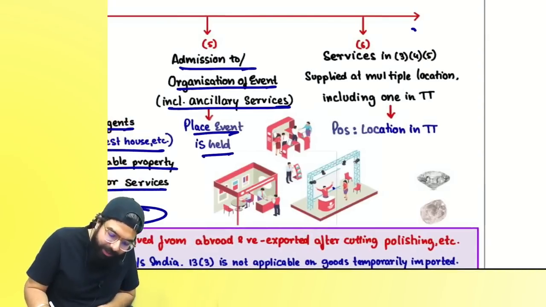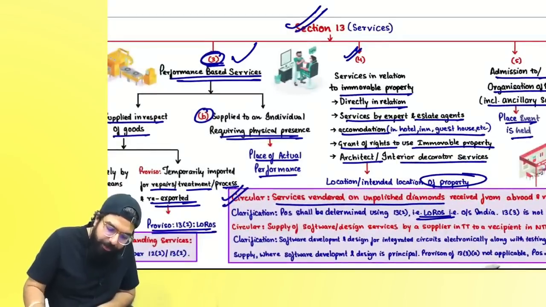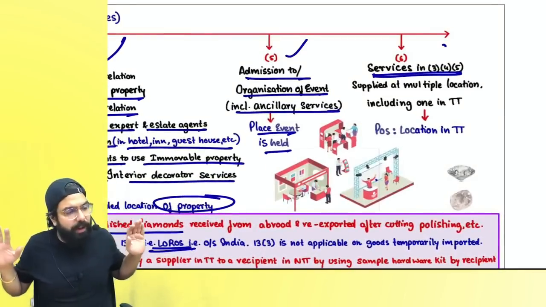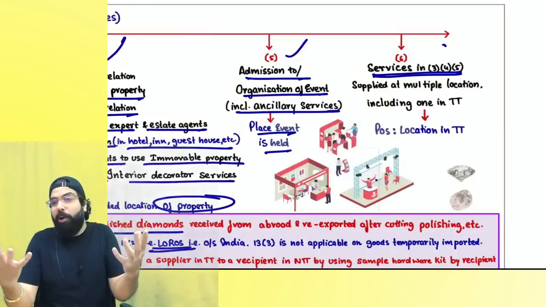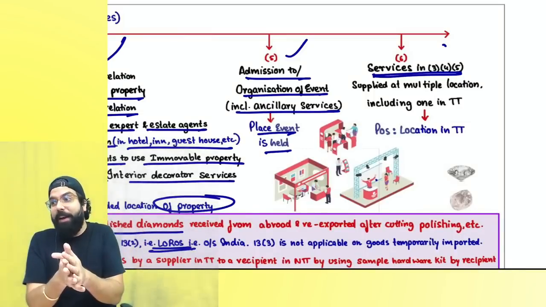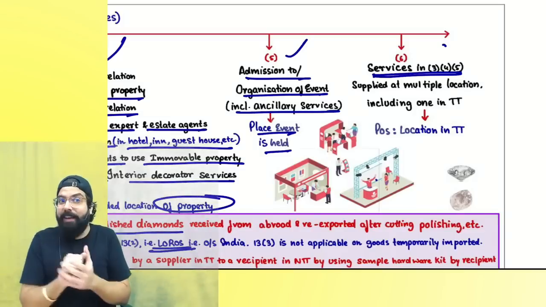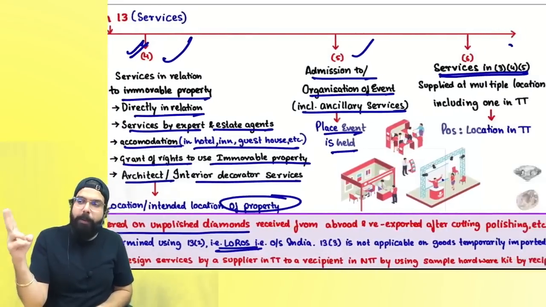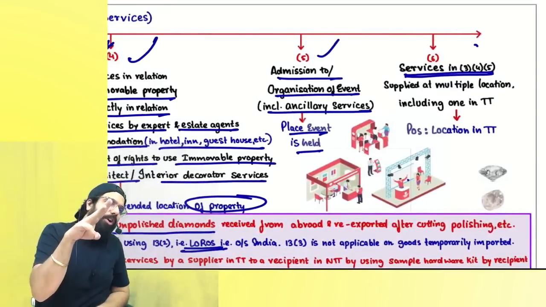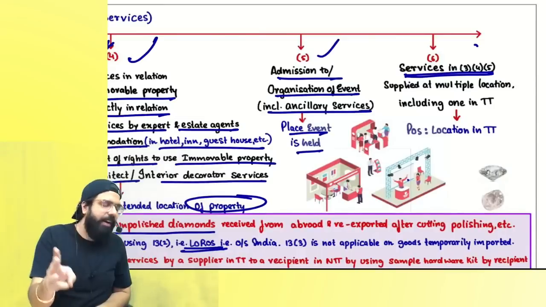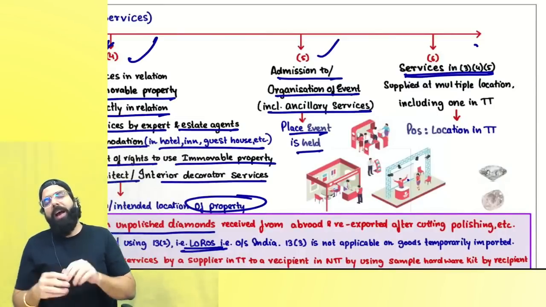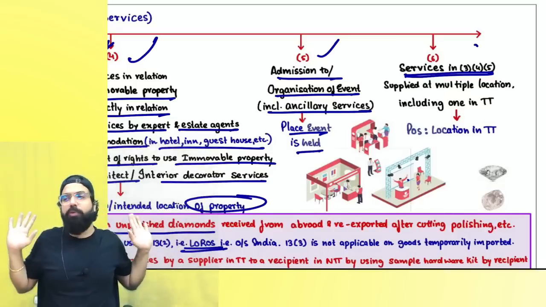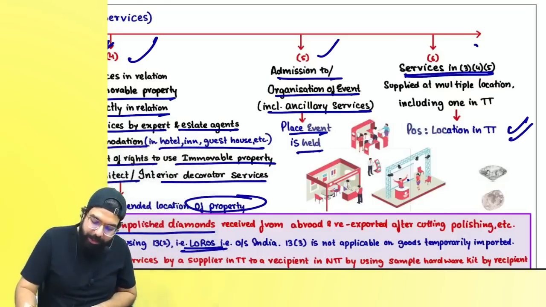Then section 13.6 says whenever a performance based service, or an immovable property related service, or admission or organizing of event related service is provided by a person in multiple locations and a single amount is being collected, supposing there is a single contract for these services, and the event etc. is in multiple locations and one location comes to India, then the entire amount becomes taxable in India.